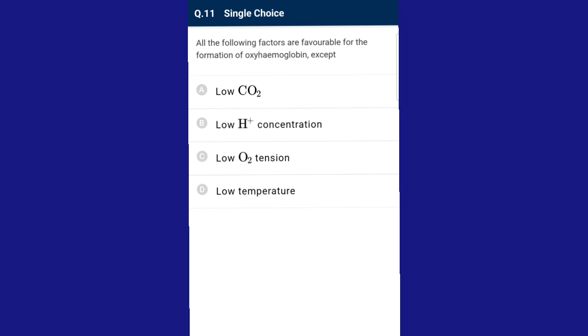Question number 11. All the following factors are favorable for the formation of oxyhemoglobin except. For the formation of oxyhemoglobin, low carbon dioxide, low hydrogen concentration, and low temperature are necessary, except low oxygen tension. So the answer for this question is option C. Oxygen binds with hemoglobin in a reversible manner to form oxyhemoglobin.